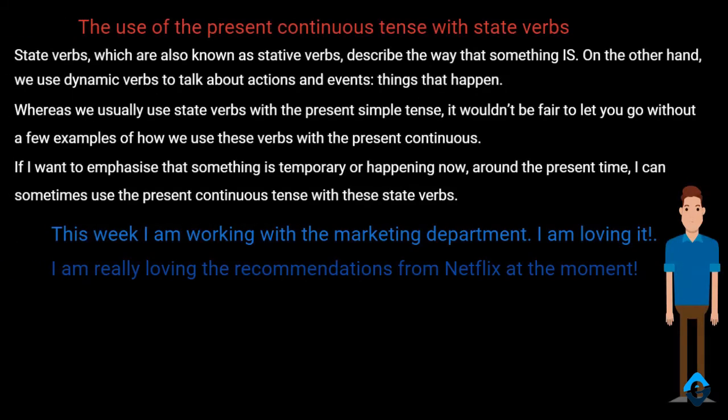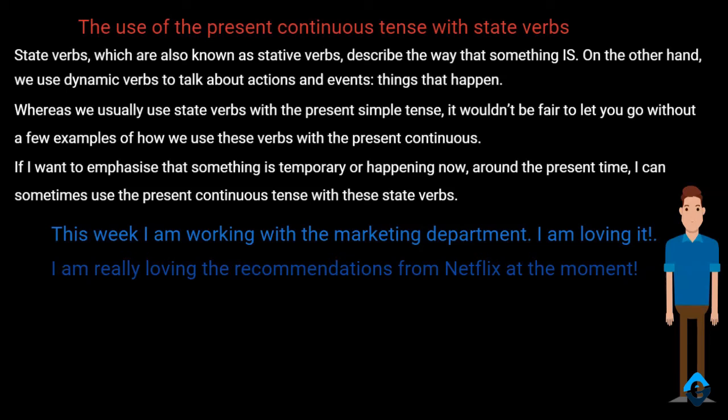The use of the present continuous tense with state verbs. State verbs, which are also known as stative verbs, describe the way that something is. On the other hand, we use dynamic verbs to talk about actions and events, things that happen. Whereas we usually use state verbs with the present simple tense, it wouldn't be fair to let you go without a few examples of how we use these verbs with the present continuous.